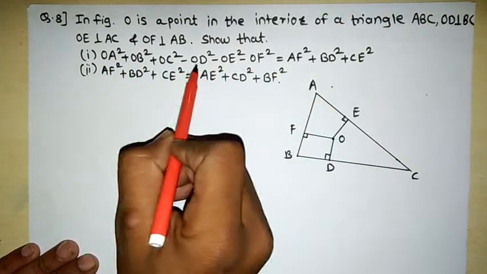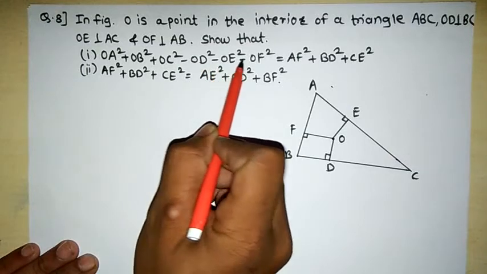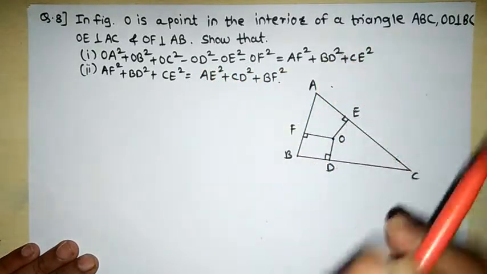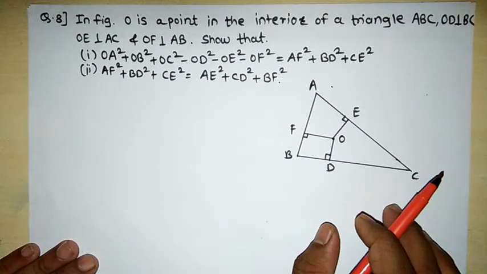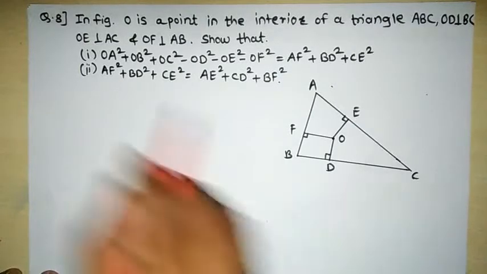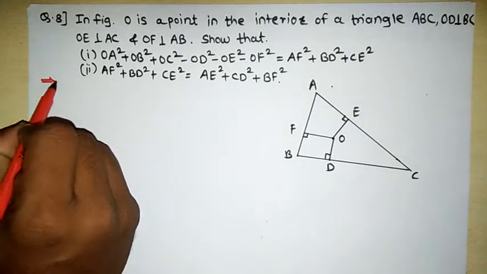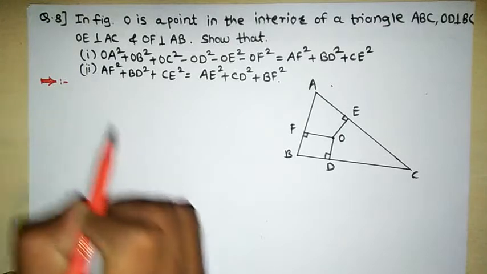That is, OA square plus OB square plus OC square minus OD square minus OE square, this much is equal to this much. We have to show here. Let us see how to prove this. We will prove the first one.